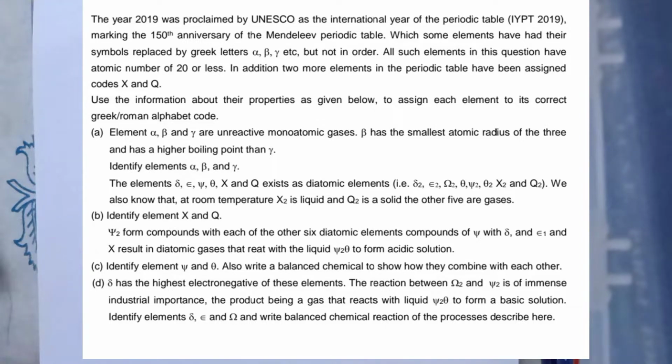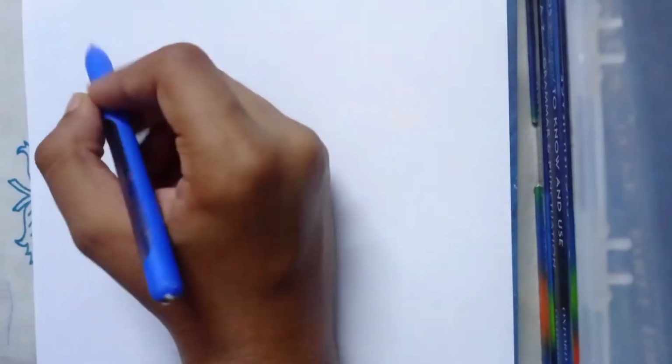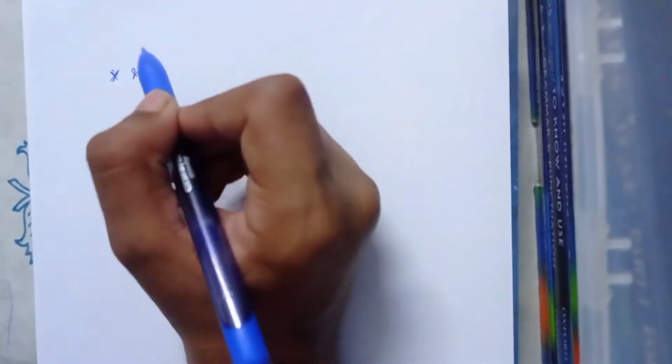So here we have a long question from chemistry on your screen now. Take a minute and read the question. Okay, let me explain it to you. What the question says is, we have different elements coded in different Greek letters, and all of them have atomic number less than 20 except X and Q element.